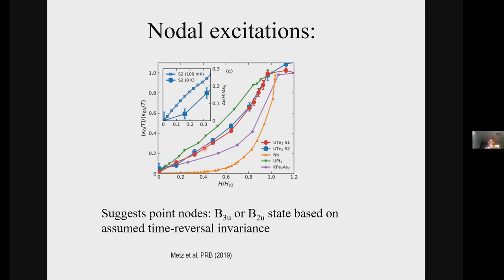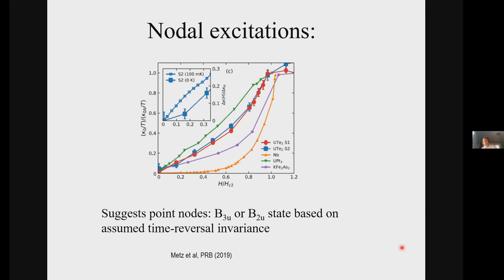And okay, I didn't show the data here, but for people familiar with thermal conductivity, you remember if you have line nodes, you expect to get a so-called universal thermal conductivity. There really isn't much of a sign for that universal term in this uranium-tellurium-2. And so if you're going to suggest nodes, that really means that you likely have point nodes. So at the time when this data first came out, people were not aware of the possibility that this material breaks time reversal symmetry, and so the classification was done according to time reversal invariant states. And there it was believed then that the appropriate order parameter symmetries that could give you the point nodes were either B2U or B3U symmetry.